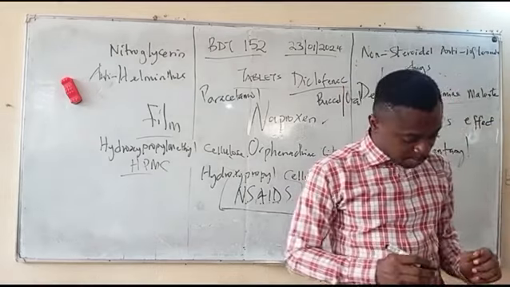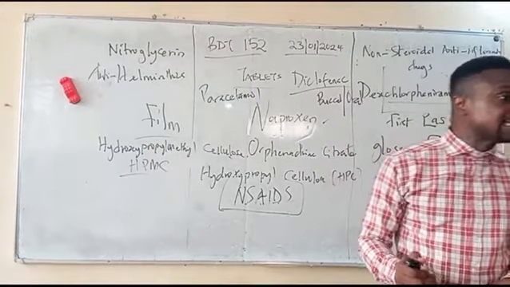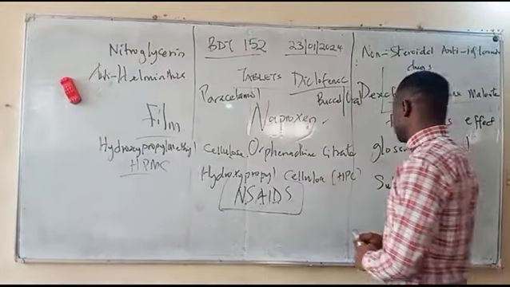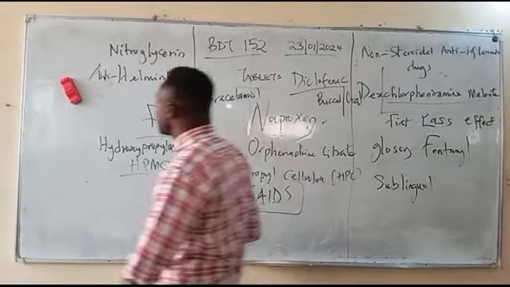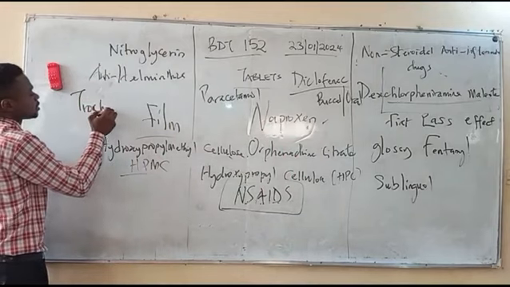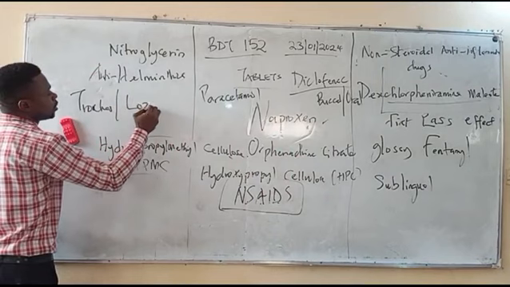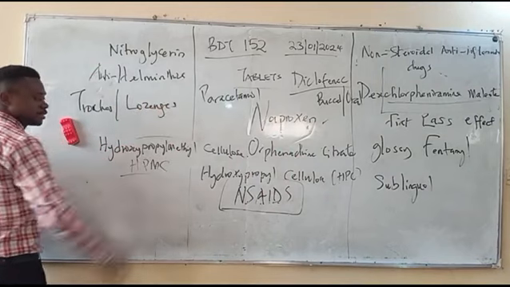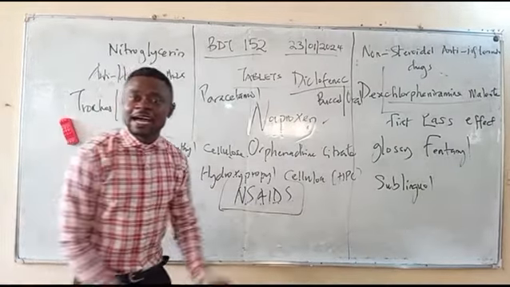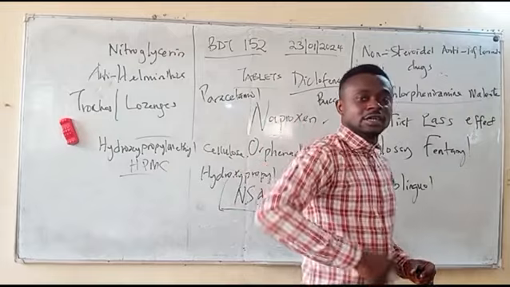So let's continue. The next one, let's look at lozenges. Number 3, troches or lozenges. Troches or what? Lozenges. The one you call what?